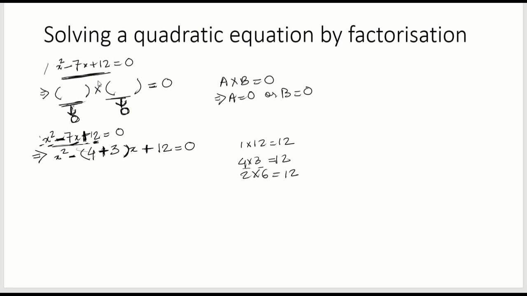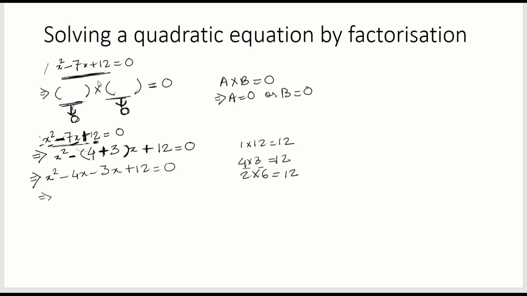Then you see x squared minus 7x plus 12. So if you write 4 plus 3x, then if we multiply with the minus sign, which is just in front of the bracket, we get minus 7x again, and then it's plus 12. So this is how we factorize. This is a method we use to factorize any expression. So we just discussed this here. This implies x squared minus 4x minus 3x plus 12 equals 0.